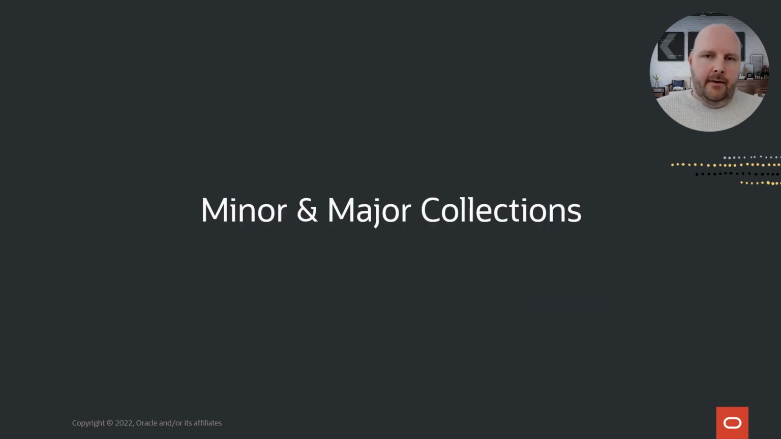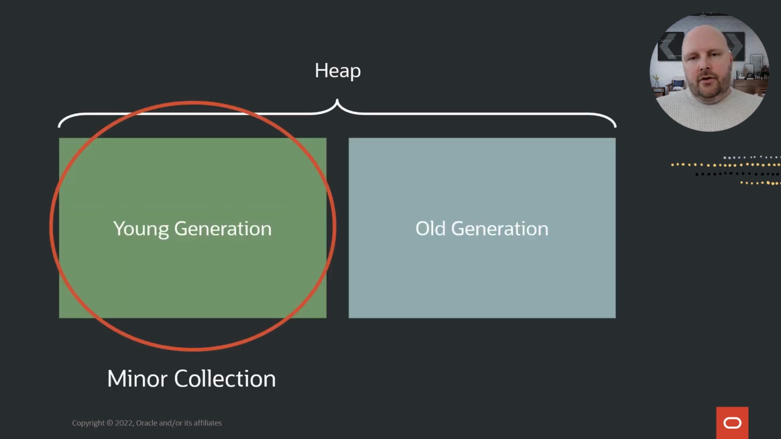Okay, so in ZGC today, we only have one type of collection. We collect the whole heap every time. But with the generational GC, we now have two different types of collections. They're called minor collections and major collections. A minor collection is a collection that collects the young generation. And this is the type of collection you will see most frequently.